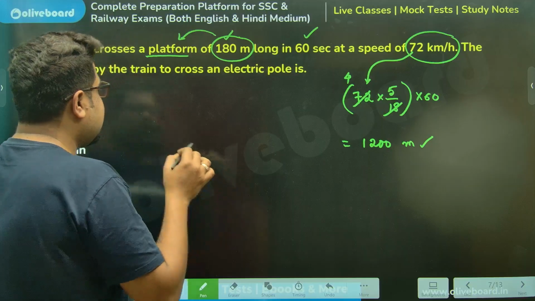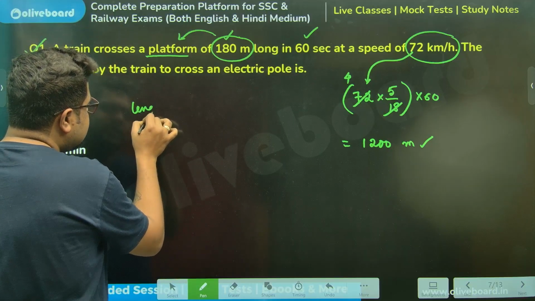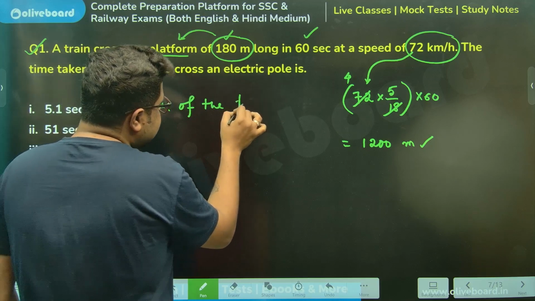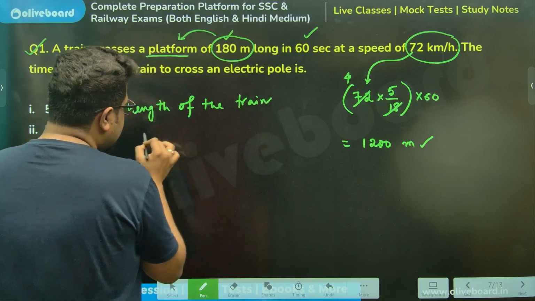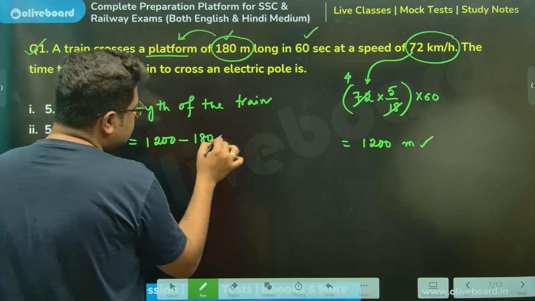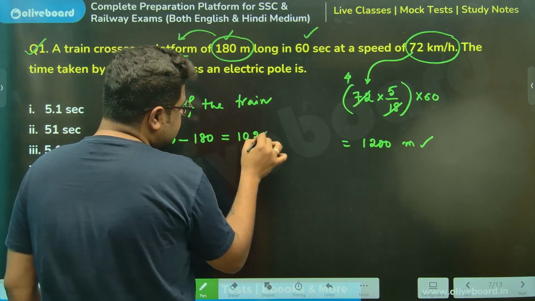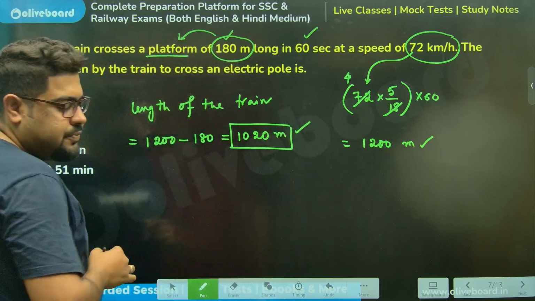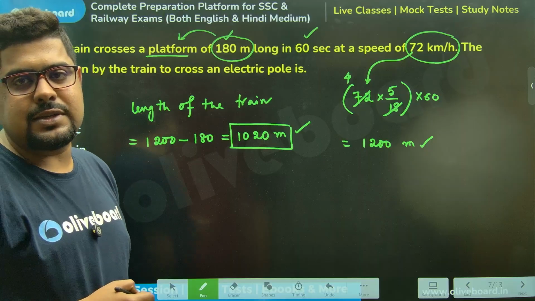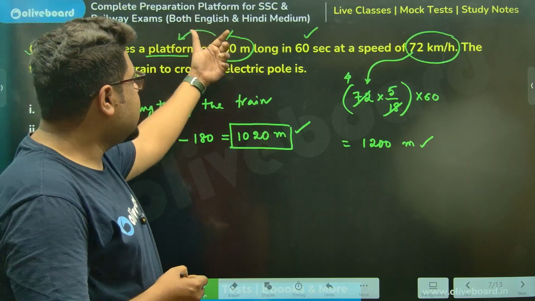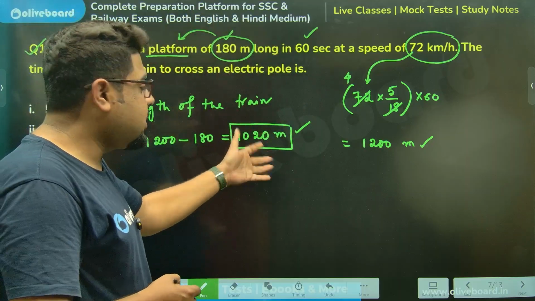That means, can anyone tell me what is the length of the train? You will say 1200 meter is the total distance, minus 180 you do. That means 1020 meters, sir. That is the length of the train. This much distance the train goes.